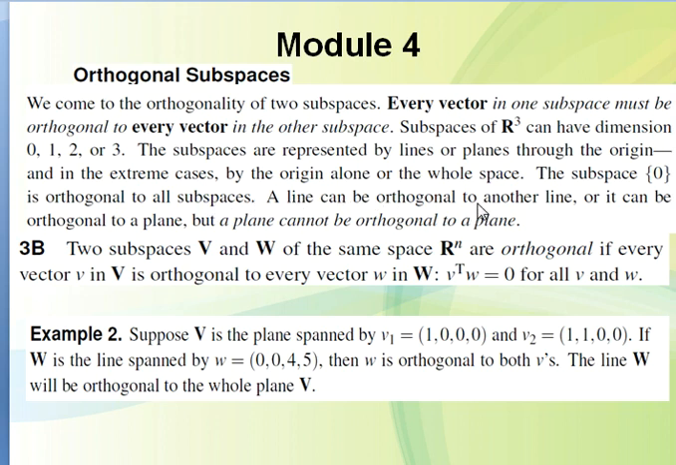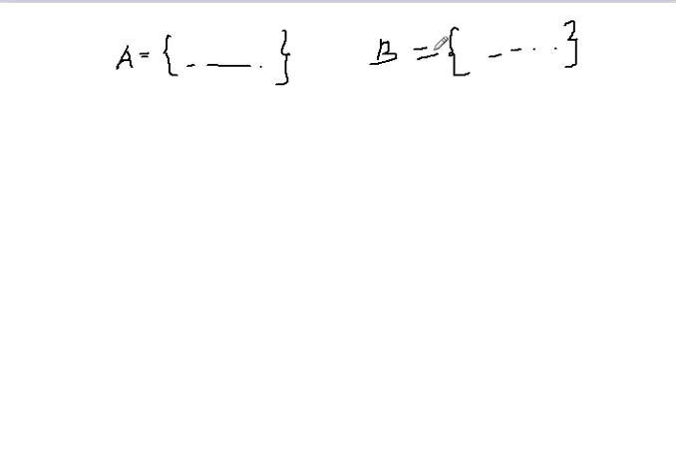And a line can be orthogonal to another line, or it can be orthogonal to a plane, but a plane cannot be orthogonal to a plane. The meaning of this is that the subspaces can be anything. So we can consider A is a subspace and B is a subspace in any dimension, let's say in three-dimensional. Then it can have some vectors which are already in R3.